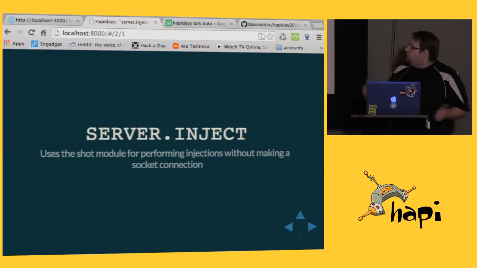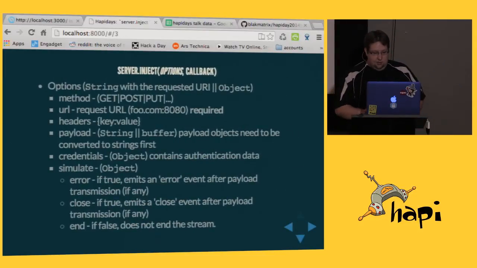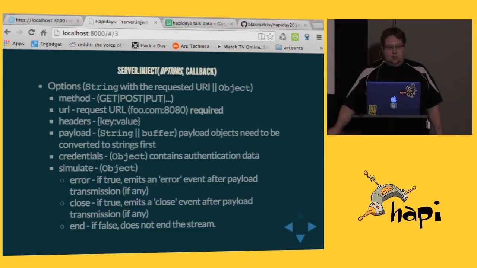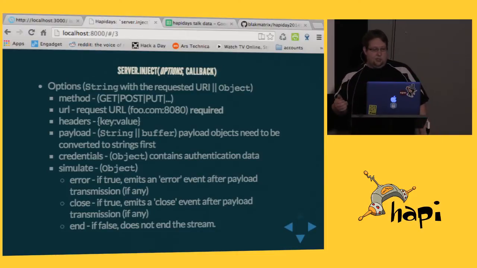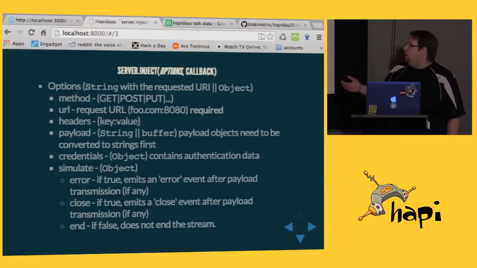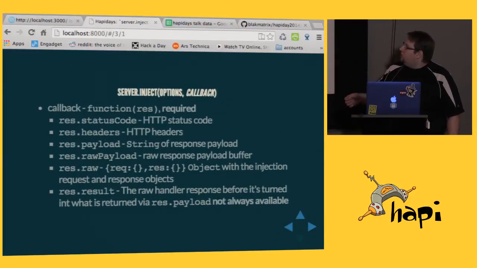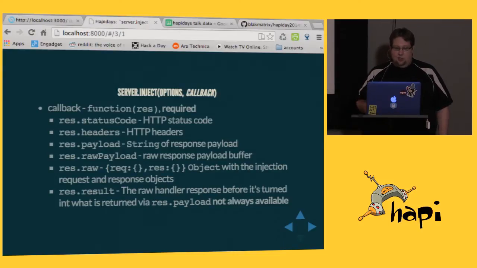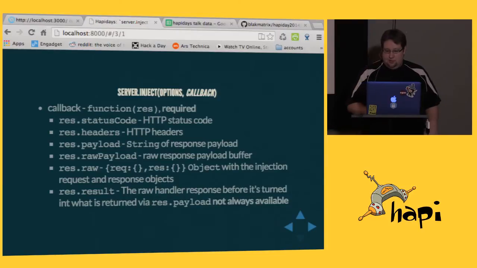So server.inject uses the shot module for performing injections without actually making any network connections. It takes two arguments: options and a callback. For options, you can send either a string or an object. Some of the properties of the object are method, URL, headers, payload, credentials, and simulate. The callback gets one argument, a response object, which has statusCode, headers, payload, rawPayload, and result. I'll talk a little bit about that later.